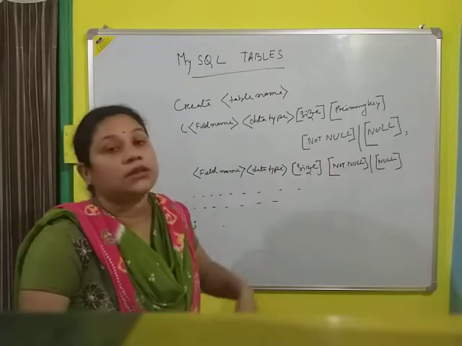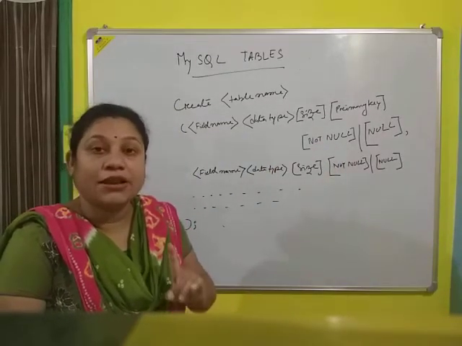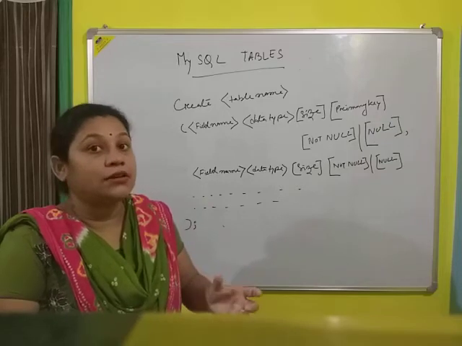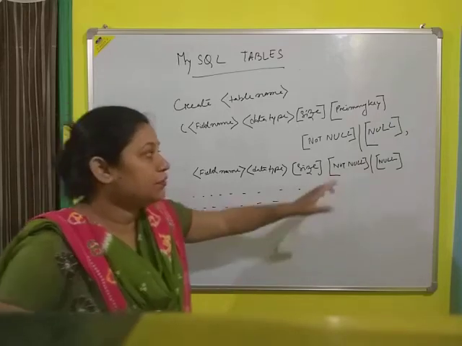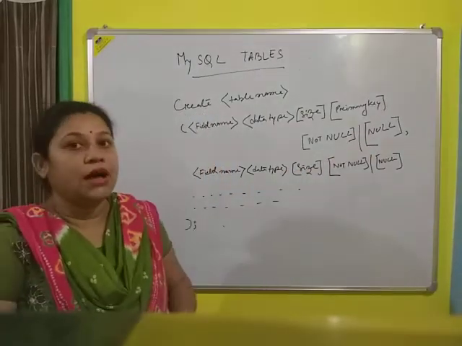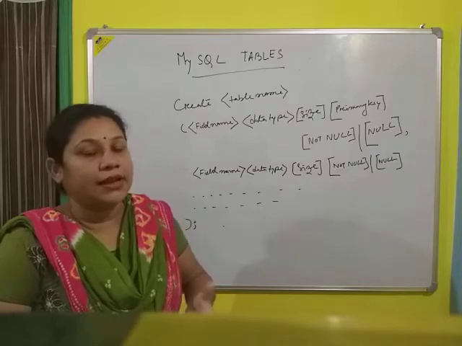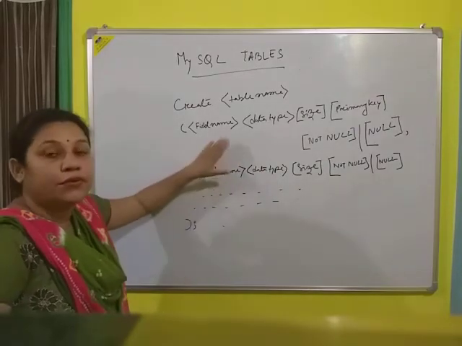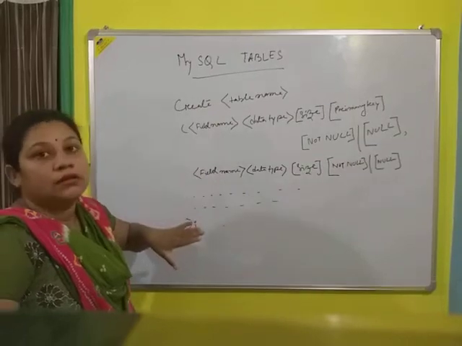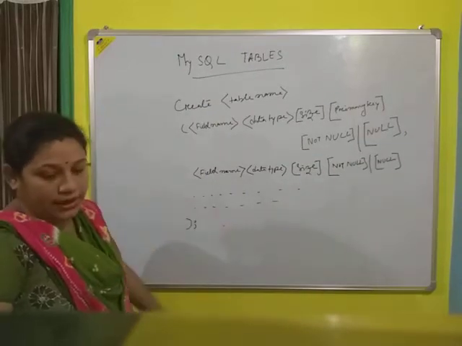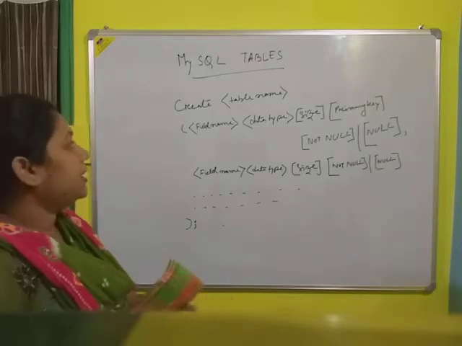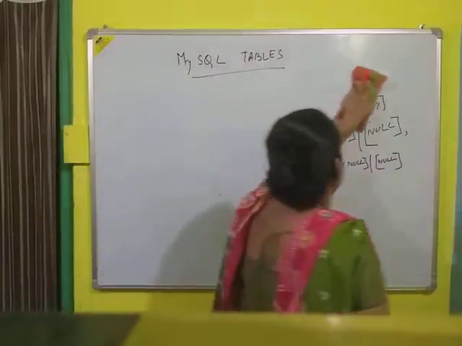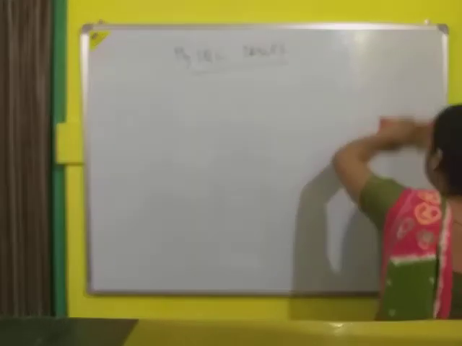So if you use the not null constraint for that particular field, then what will happen? Without entering the data value for that field, you cannot move to the next field of the table. Or if you use the null constraint, then without entering the data value, you can move to the next field of the table. Okay, so this is the syntax for creating a table in MySQL. Now I am going to create a table from your book. There is an example, and based on the example, I am going to create the table for MySQL.